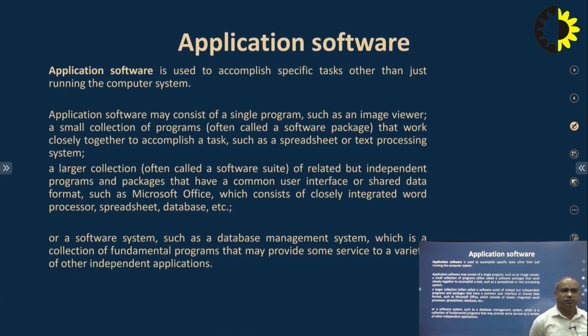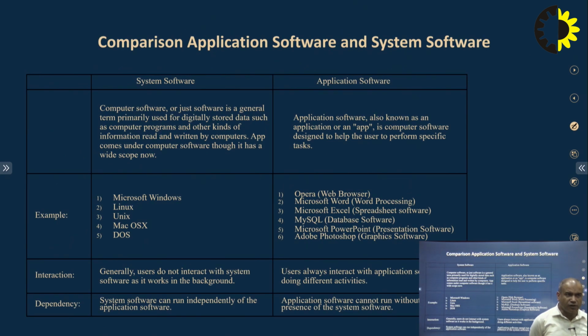Application software may consist of a single program such as an image viewer, a small collection of programs that work closely together to accomplish a task such as a spreadsheet or text processing, or a large collection of related but independent programs and packages that have a common user interface and shared data format, such as Microsoft Office, which consists of a closely integrated word processor, spreadsheet, database, etc. A system software such as a database management system is a collection of fundamental programs that may provide some service to a variety of other independent applications. So that is the comparison between application software and system software.